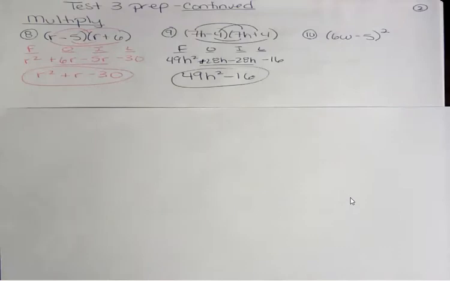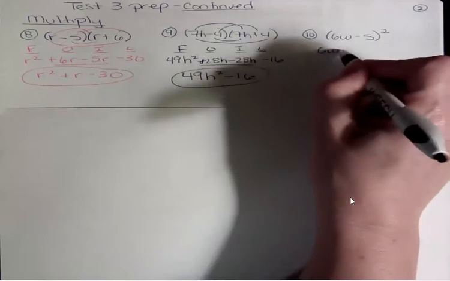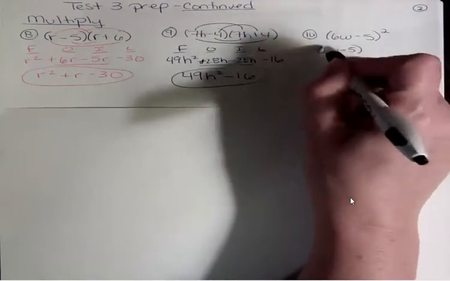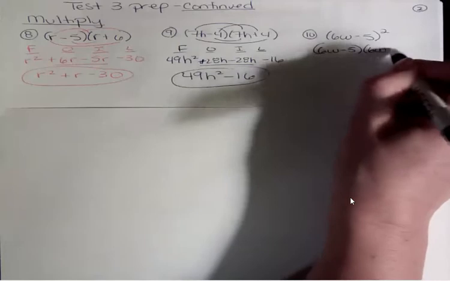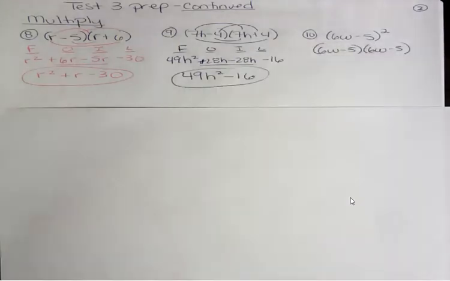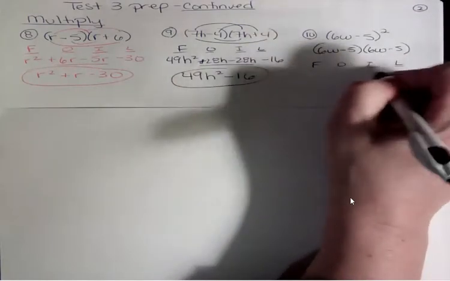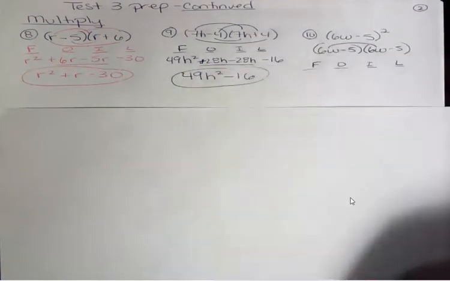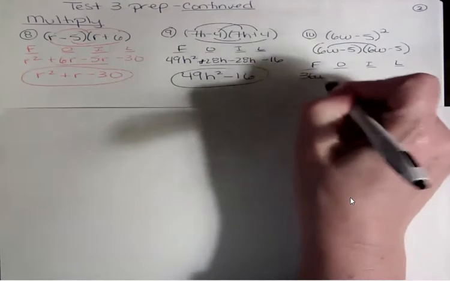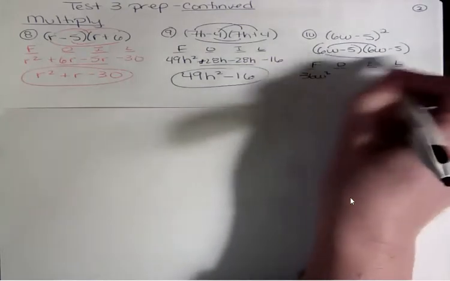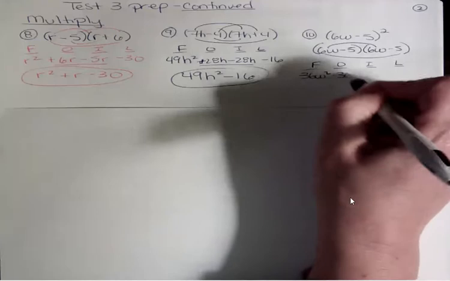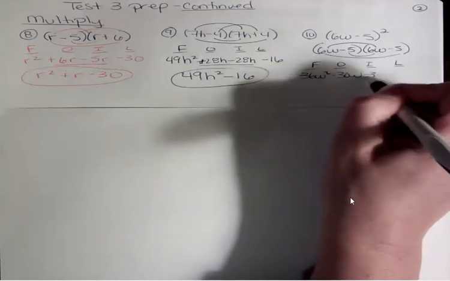Number 10, there is a shortcut, and if you know it, then use it. That's fine. But I'm going to just say what this actually is. 6w minus 5 to the second power means 6w minus 5 twice. And so when I FOIL that, I get first terms 36w squared. Outside, negative 30w. Inside, negative 30w.